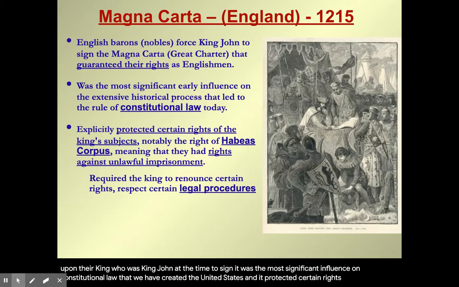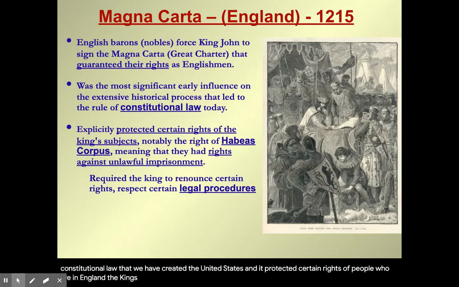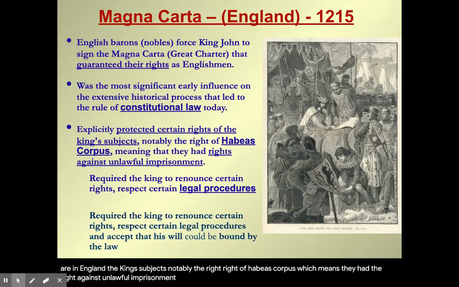It protected certain rights of people who were in England, the king's subjects, notably the right of habeas corpus, which means they had the right against unlawful imprisonment. So that means they had to have legal procedures. So the right to a fair trial, things like that we have in the United States today.